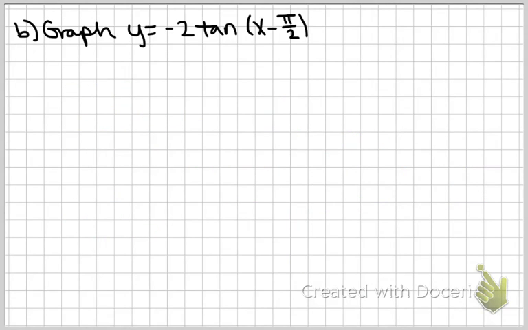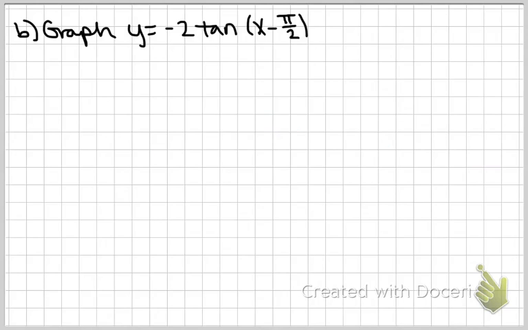So now let's look at another example that has a reflection. This time let's look at the tangents. And the tangent we haven't talked about yet, but it's very similar to the sine and cosine. The A, the B, the H, and the K all do the same type of things with the tangent.